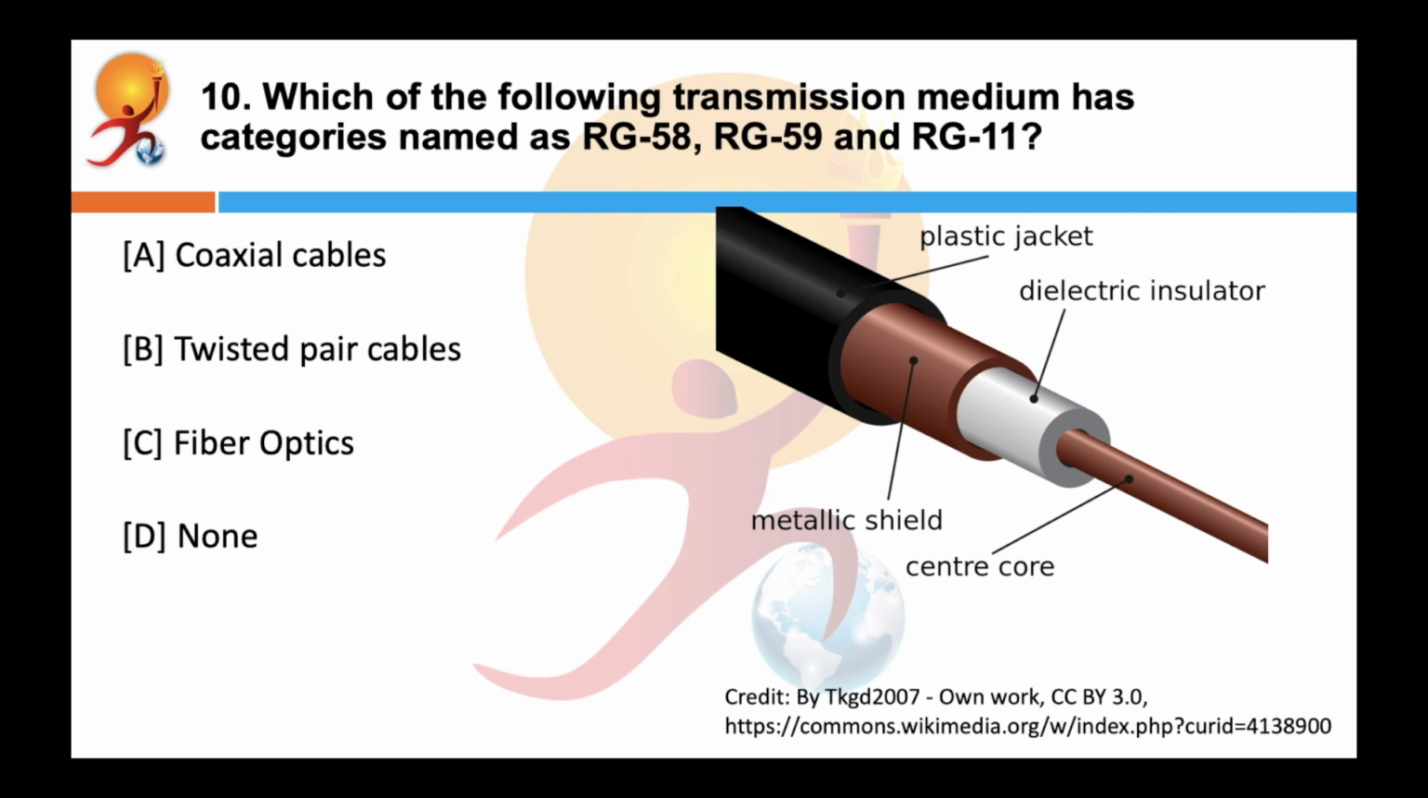Which of the following transmission mediums has categories named RG58, RG59, and RG11? Correct answer is A. There are three categories of coaxial cables, namely RG59, which is for cable TV, RG58, which is the thin Ethernet, and RG11, which is the thick Ethernet. RG stands for radio government.